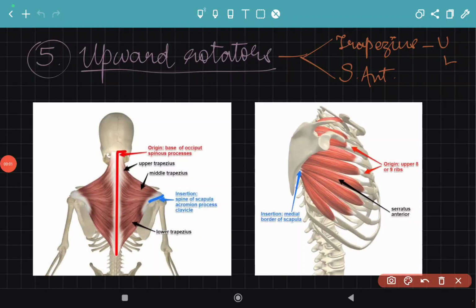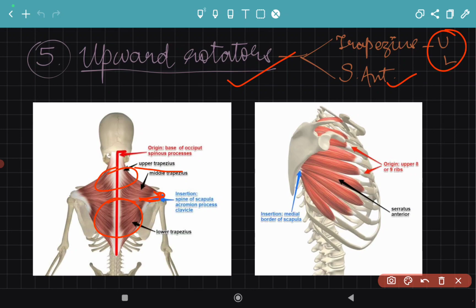Let's continue with movement of scapula and the muscles attached to it, causing those movements. Upward rotators of the scapula include upper and lower fibers of trapezius and serratus anterior. So, the upper fibers of trapezius and the lower fibers of trapezius, which have attachment at the spine of scapula as well as the acromion process, will help in upward rotation of scapula.